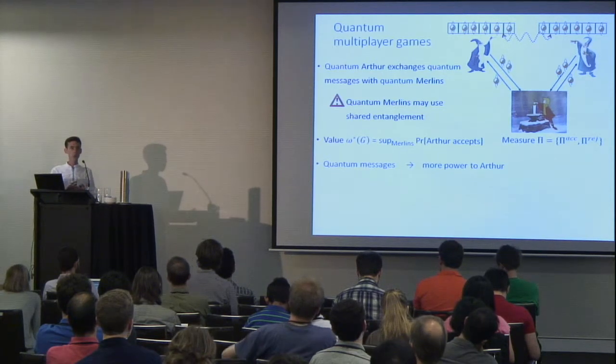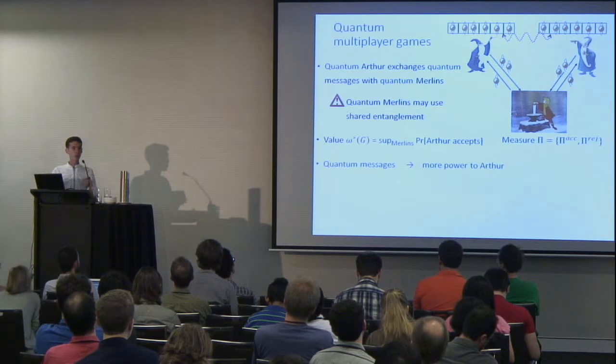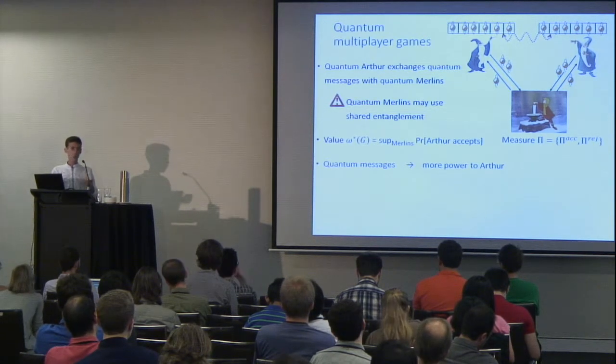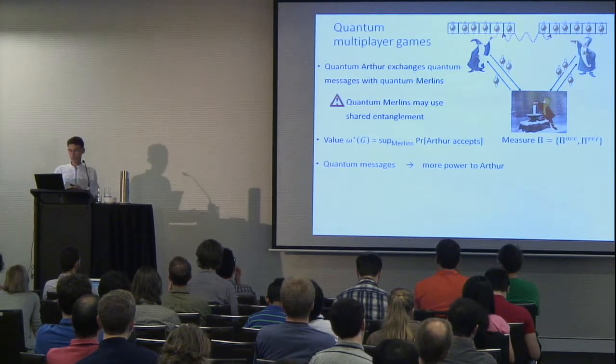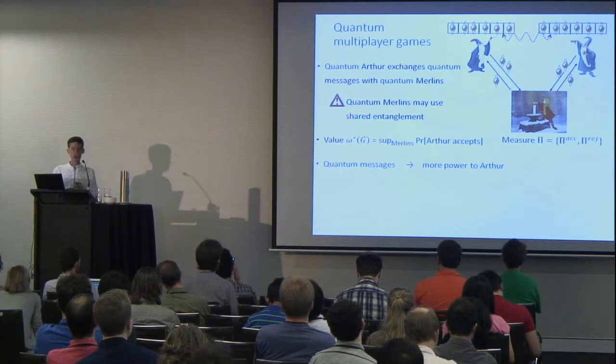In particular, if we want to simulate a classical game in this framework, you can always imagine that Arthur sends only classical queries and measures whatever qubits he receives in the computational basis. So he's kind of forcing the Merlins to be classical. So these quantum messages, they're giving more power to Arthur, it seems. That's the only thing they're doing.